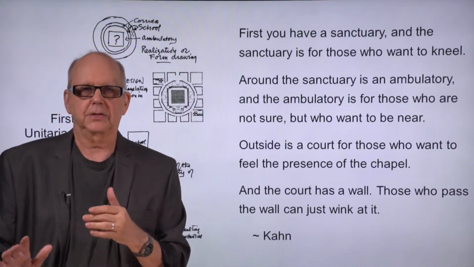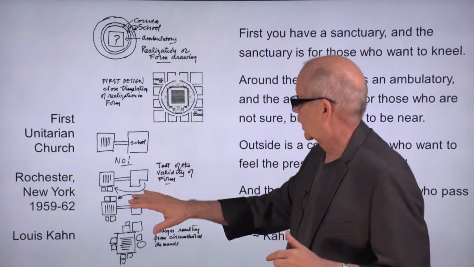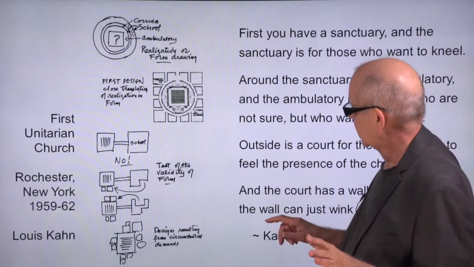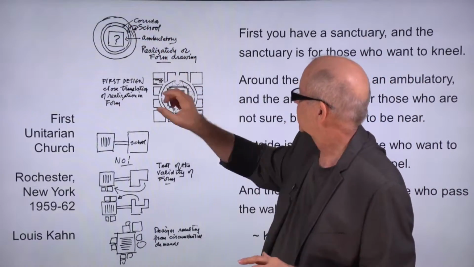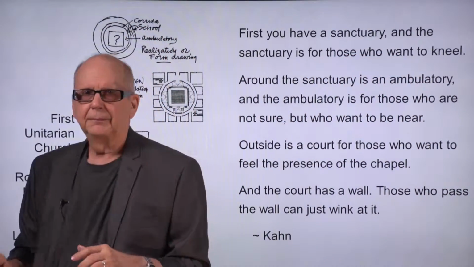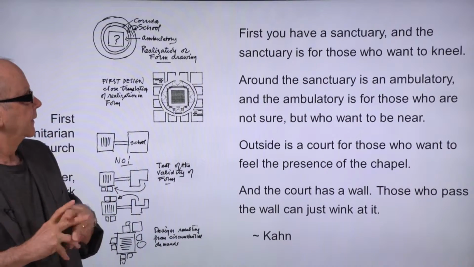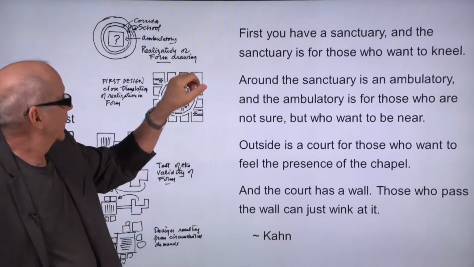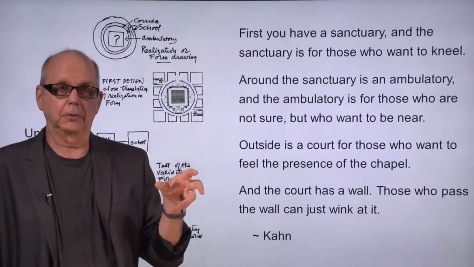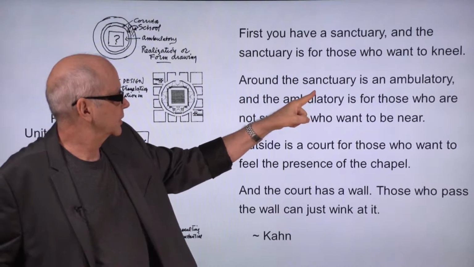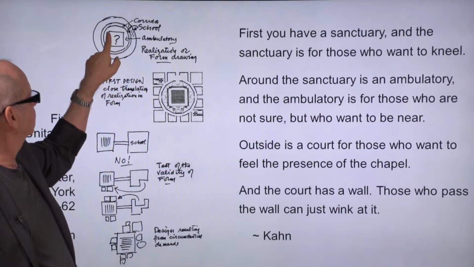Here's another example of this. This is the First Unitarian Church in Rochester, New York. I'm not showing you the building. It'll look sort of like this, but how does he arrive at that? He starts with this form diagram, and he says, okay, I'm doing a church here. What's involved? So he says, first you have a sanctuary, and a sanctuary is for those who want to kneel. So that this is for the people who are really committed. Around the sanctuary is an ambulatory, and the ambulatory is for those who are not sure but want to be near.